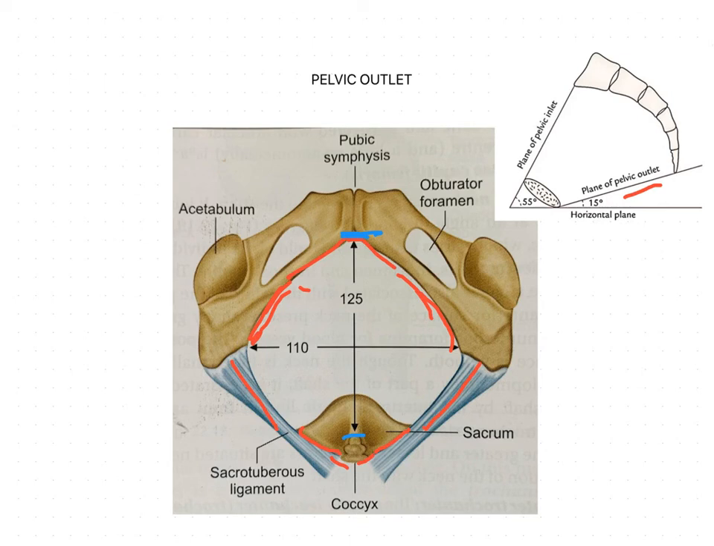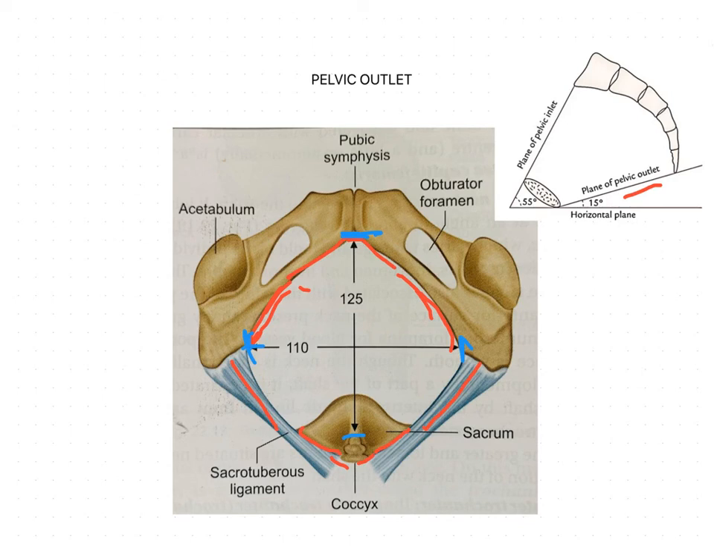Next, coming to the transverse diameter, it is measured between the two ischial tuberosities. These are the ischial tuberosities. So it is measured in between the two ischial tuberosities. It is about 110 millimeters.